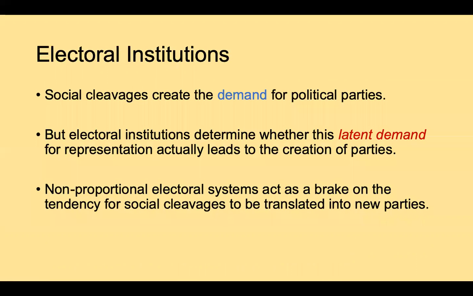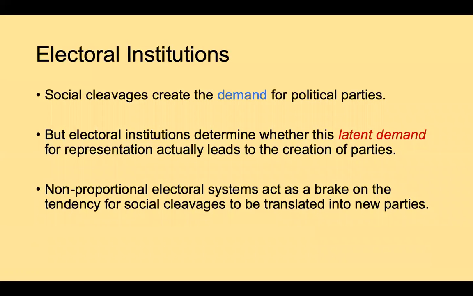Now, social cleavages create the demand for parties, but it's the institutions that determine whether this latent demand for representation actually leads to the creation of parties. How is that the case? How is it the case that institutions intervene to determine whether this demand for representation actually leads to the creation of parties?